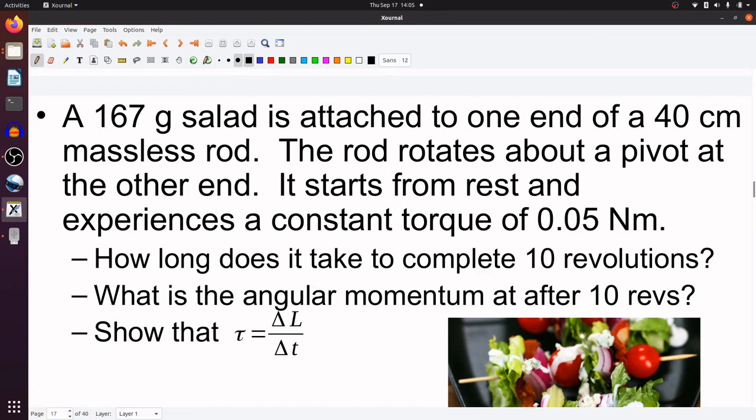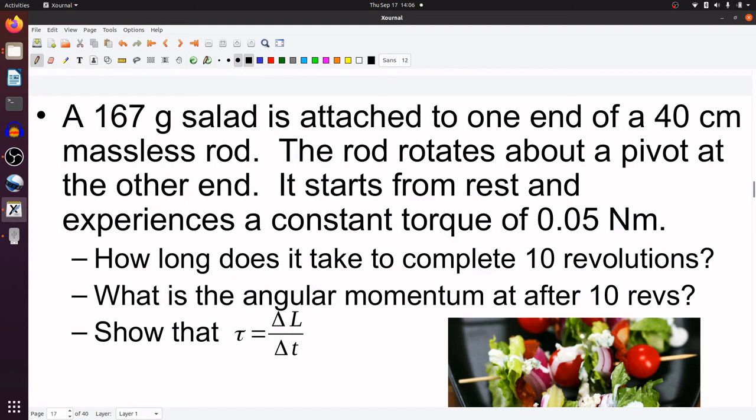Massless rod means something. If it was a massful rod, we would actually have to calculate the rotational inertia of the rod as well. But since we called it massless, we don't have to factor that in. Most of the time, you're not going to have to factor a lot of that stuff in, just because it's a little bit beyond the scope of the class. The rod rotates about a pivot point at the other end.